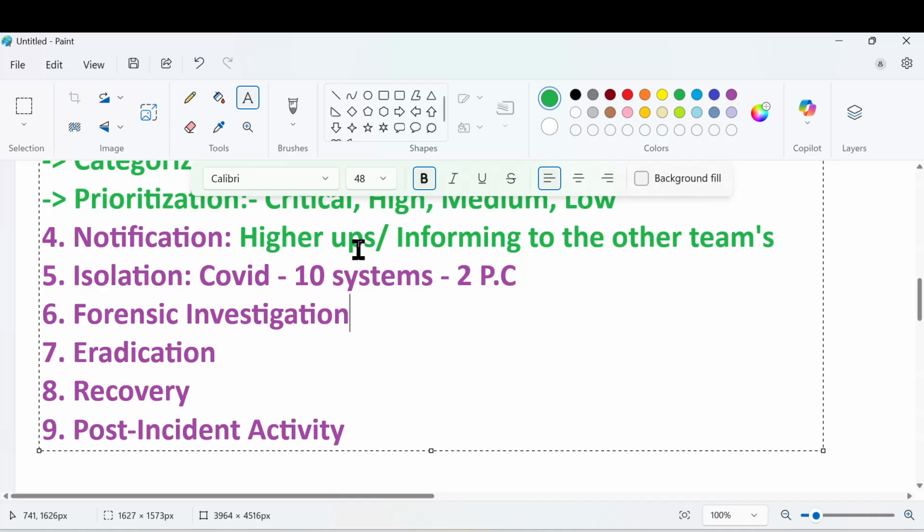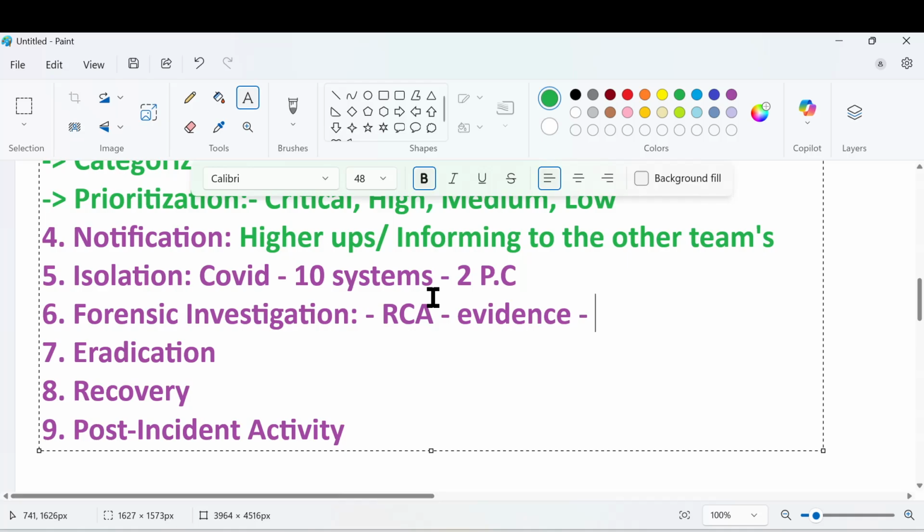Now, once we perform the isolation, we are able to reduce the impact of the attack by stopping the attacker's activity. Then, after that, we have the forensic investigation, in which we will be performing the root cause analysis to understand how that particular malware got inside of our system, right? And along with that, we will be trying to collect the evidence related to that particular incident.